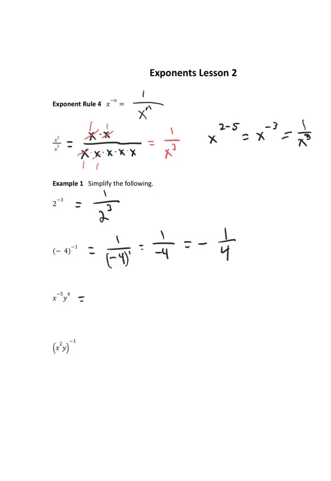And in this case, notice the x has a negative exponent, so it flips, but the y stays up top. It doesn't have a negative exponent. So x to the fifth is now on bottom. And this last one, the parentheses are around it, so it would be 1 over x squared y to the first, but anything to the first power is itself. So that would just be 1 over x squared y. So that negative exponent, since there were parentheses, affects both bases, the x squared and the y.